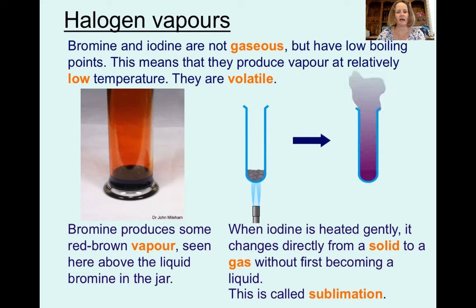Iodine is a solid, and when you heat it, it doesn't ever become a liquid, it becomes a gas straight away. The gas it forms is a purpley gas, and becoming a gas without becoming a liquid, so solid going to gas, is called sublimation.